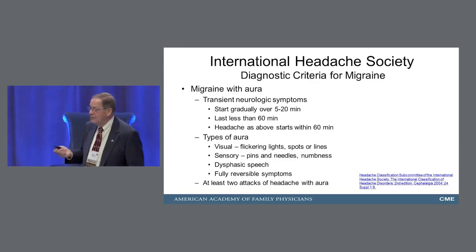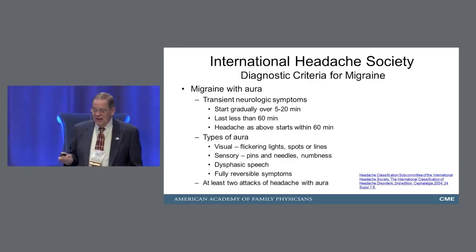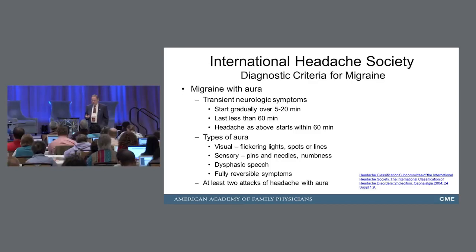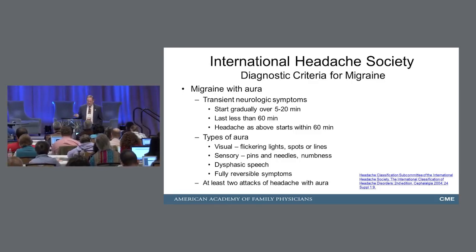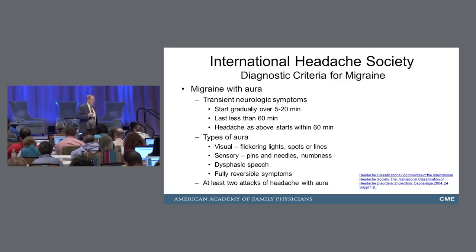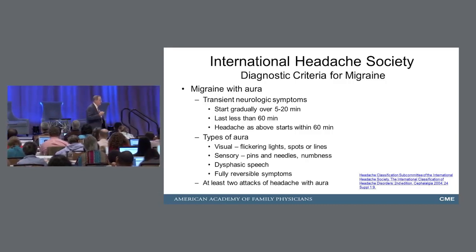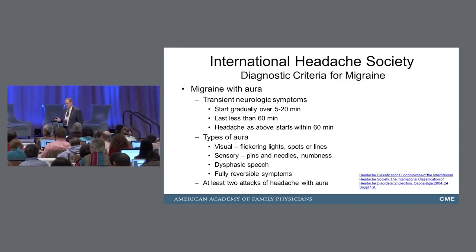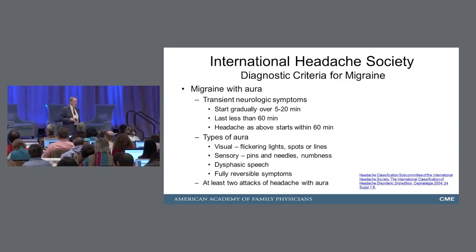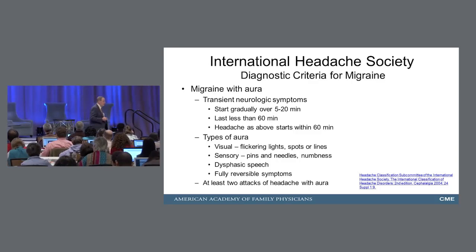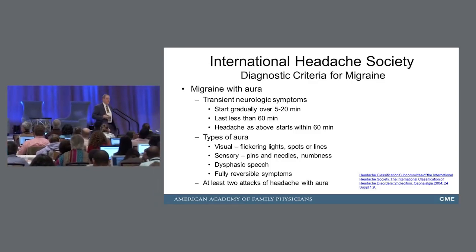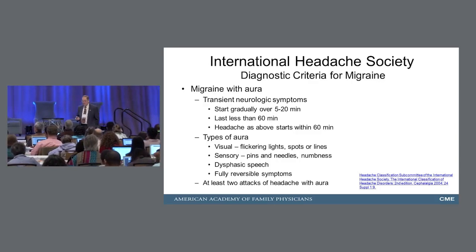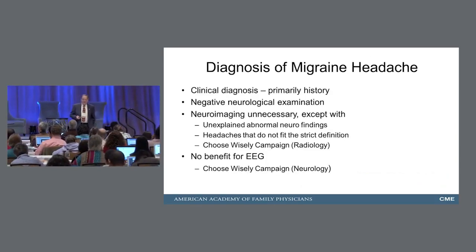There are many types of auras. There's the classic visual aura with flashing lights, spots, or whatever, other sensory disturbances. But the key point, all of these auras are fully reversible. If they're not, then you've got to reconsider your whole diagnosis. To classify someone with migraine with aura, they have to have at least 2 migraines in their lifetime where they've had the aura. How do we diagnose migraines?